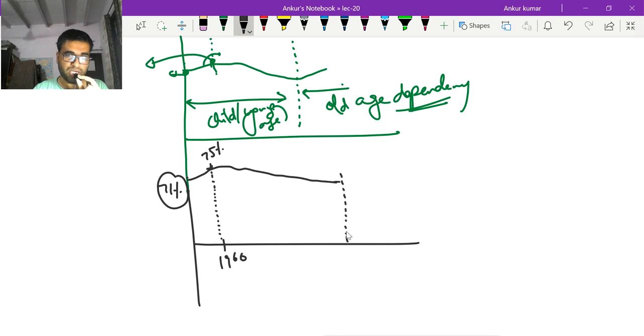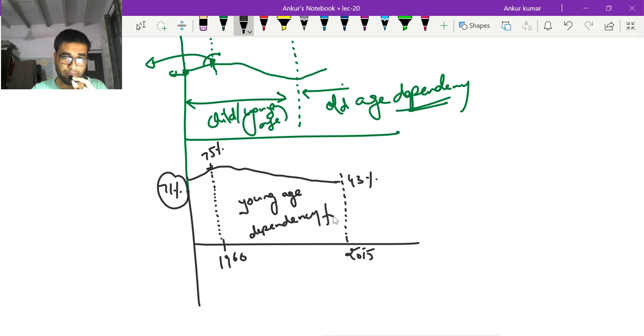But when you see the child dependency I'm talking about here, in 2015 it is close to 43%. So this is the case of young age dependency for India. So it is decreasing now.